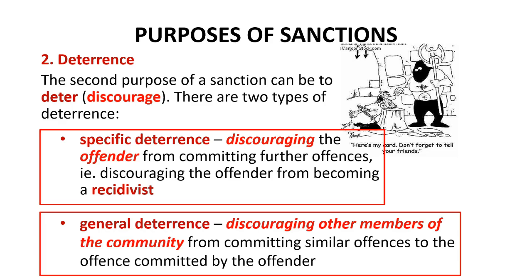The second type of deterrence is general deterrence. General deterrence means discouraging other members of the community from committing similar offences to the offence committed by the offender. So, specific deterrence is focused on the actual offender, whereas general deterrence is focused on the community at large.